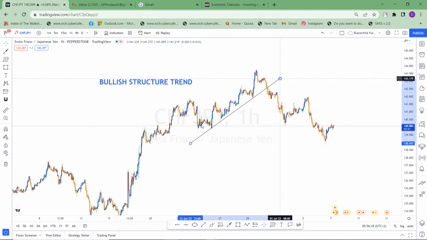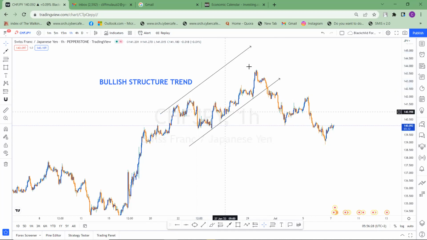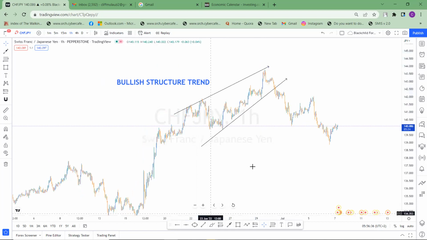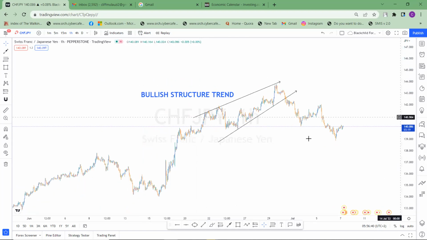So you can see here, if we connect these things, I'm connecting the topmost areas of these pairs, like this. Okay, have you seen? It's not looking different from what you've actually drawn on your paper. This is a bullish structure.